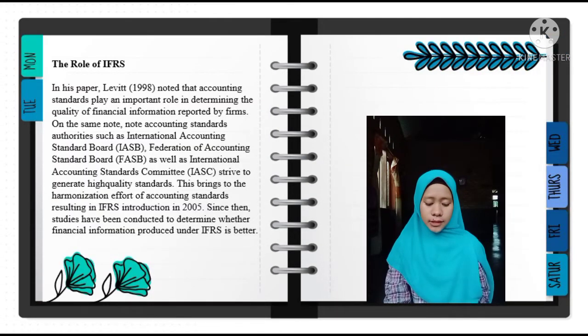The role of IFRS. In his favor, Leuz notes that accounting standards play an important role in determining the quality of financial information reported by firms. Accounting standard authorities, such as the International Accounting Standards Board or IASB, the Financial Accounting Standards Board or FASB, as well as the International Accounting Standards Committee or IASC, strive to generate high-quality standards. This brought about the harmonization effort of accounting standards, resulting in IFRS introduction in 2005. Since then, studies have been conducted to determine whether financial information produced under IFRS is better.